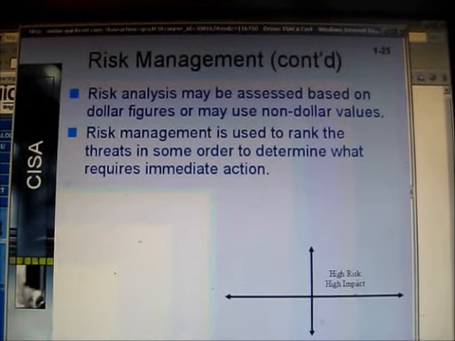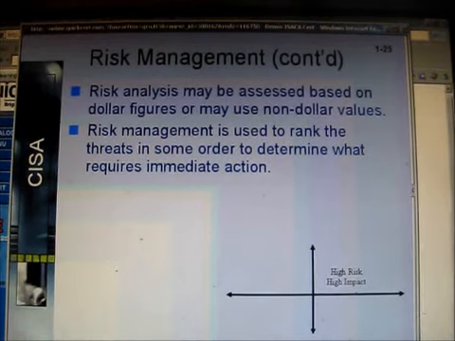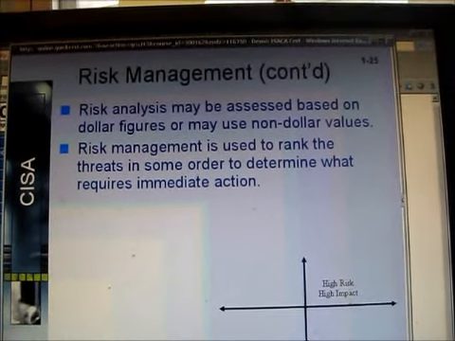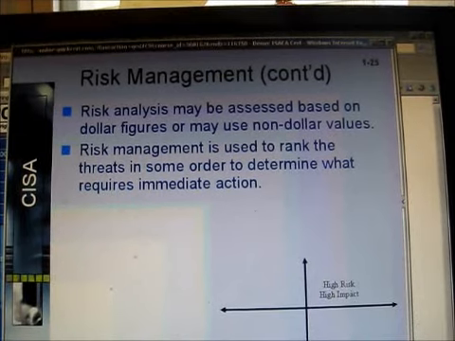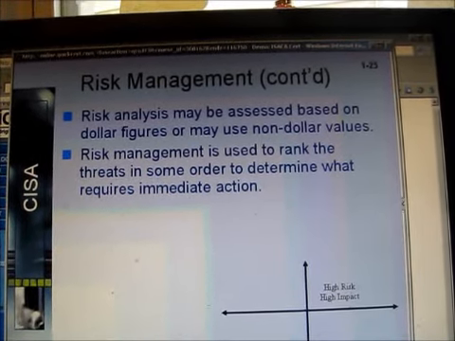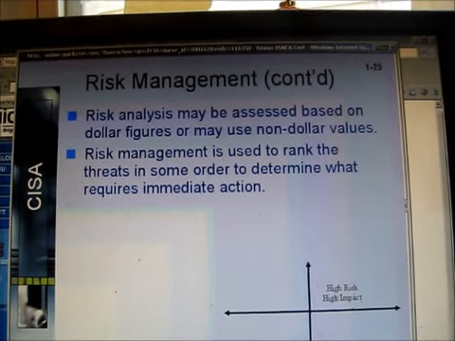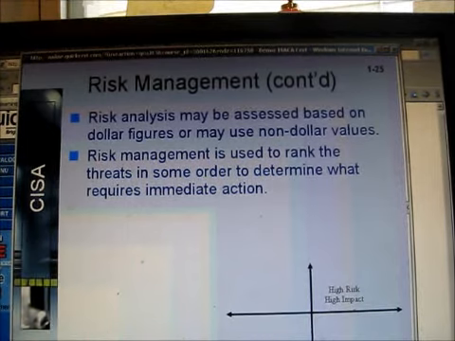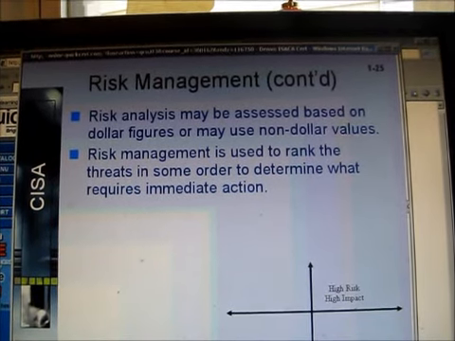So for dollar figures here, we're talking about quantitative assessment. And quantitative assessment, this is where you'll hear formulas such as ALE, annualized loss expectancy, SLE, single loss expectancy, ARO, annualized rate of occurrence. And we'll talk about these more in future domains or areas. Or they could include non-dollar values.